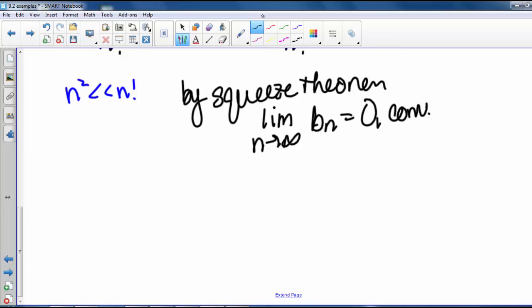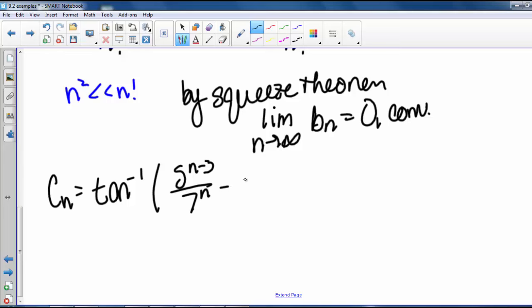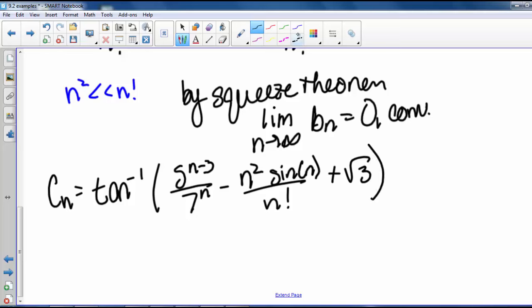So now let's look at a third sequence. c sub n equals the inverse tangent of (5 to the n minus 3 over 7 to the n minus n squared sine of n over n factorial plus square root of 3). So we just did these two, and we're going to use that.